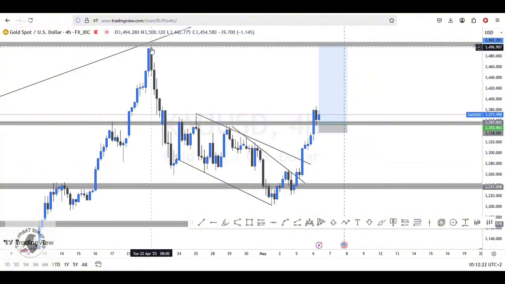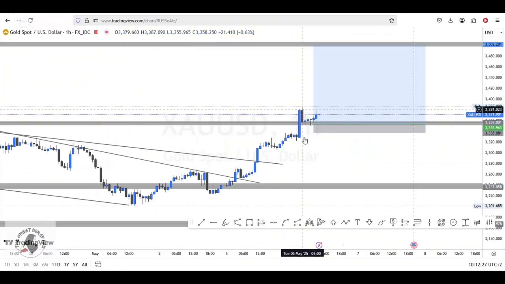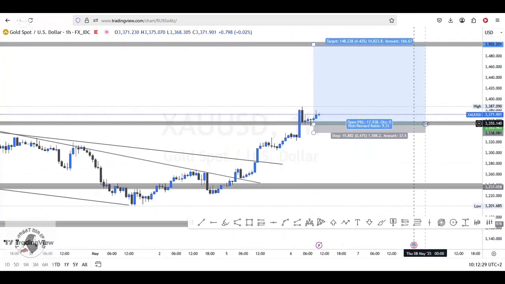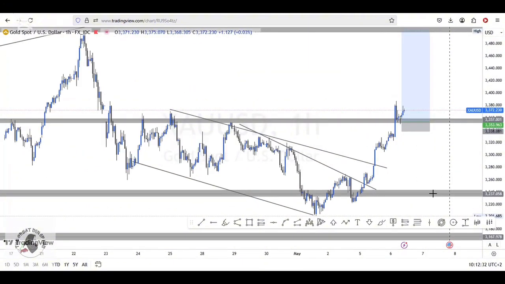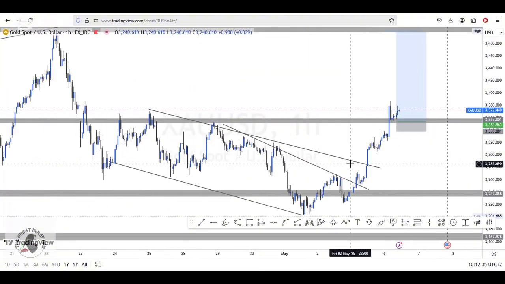Switching to 1 hour, guys, this is clean. You'll see the retest perfectly. So breakout, retest, clean, push market up. So this is the overall setup. This is gold. So we're looking for more buying opportunities on gold.